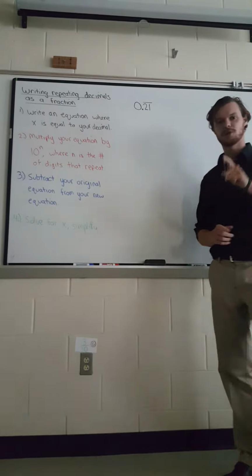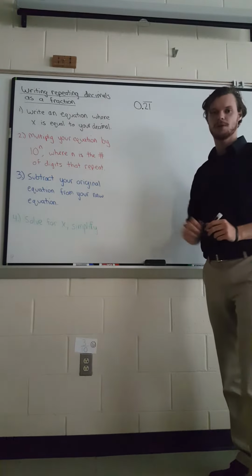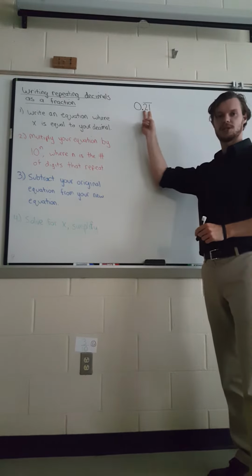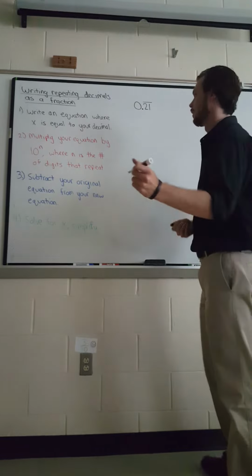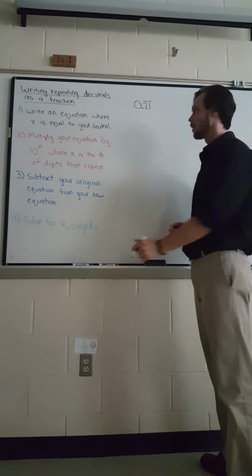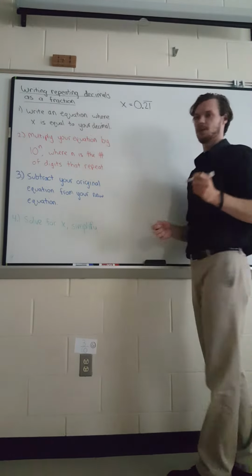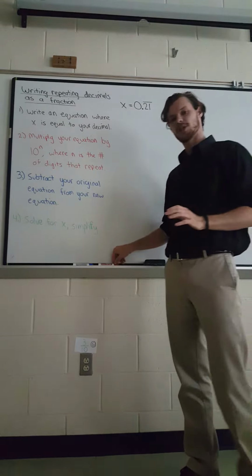Alright guys, we're going to do one more example. Here, new number. We have the decimal 0.21 repeating. In this problem, this is a 2-digit decimal repetition. So it's going to be a little bit different from the first one. We're still going to start out the same way and we're still going to do the same general process. Step 1, write ourselves an equation where we set x equal to our decimal. Step 2 is where it changes.